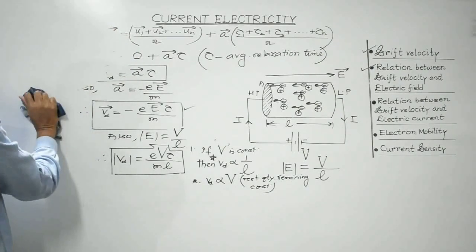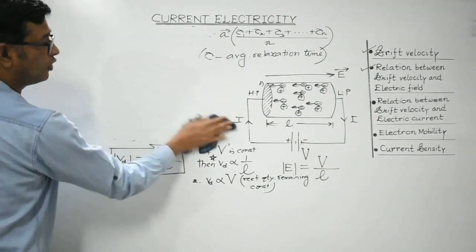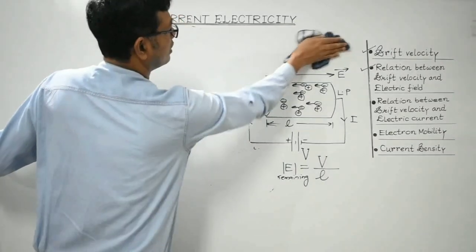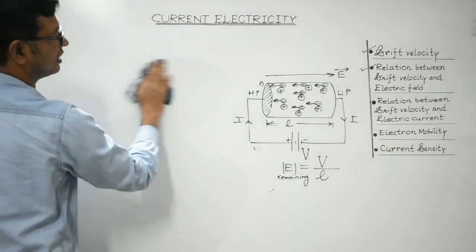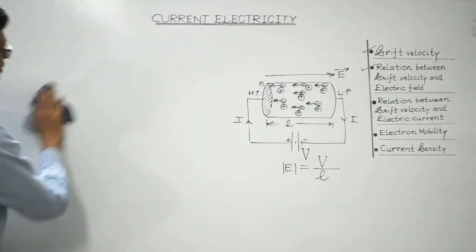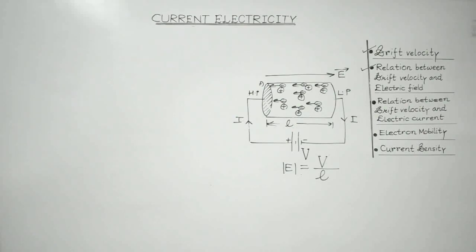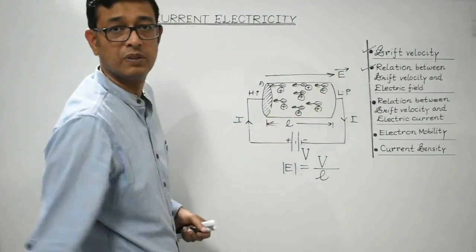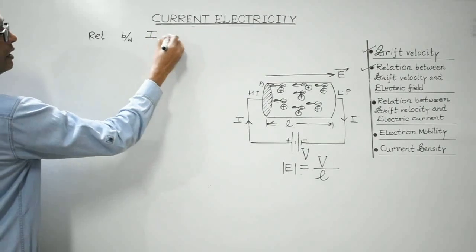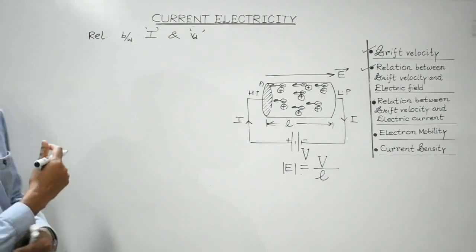Now let's proceed with the third topic. We will discuss the relationship between the drift velocity and the electric current. Now electric current, we all are aware of it. Electric current is the rate of flow of charge, that is, the charge flowing through any section of a conductor per unit time. That is current, right? So let's take the reference of the same diagram. Now we are going to deal with this particular topic. We need to find out the relation between current and drift velocity. Right? We need to find out the relationship between these two.